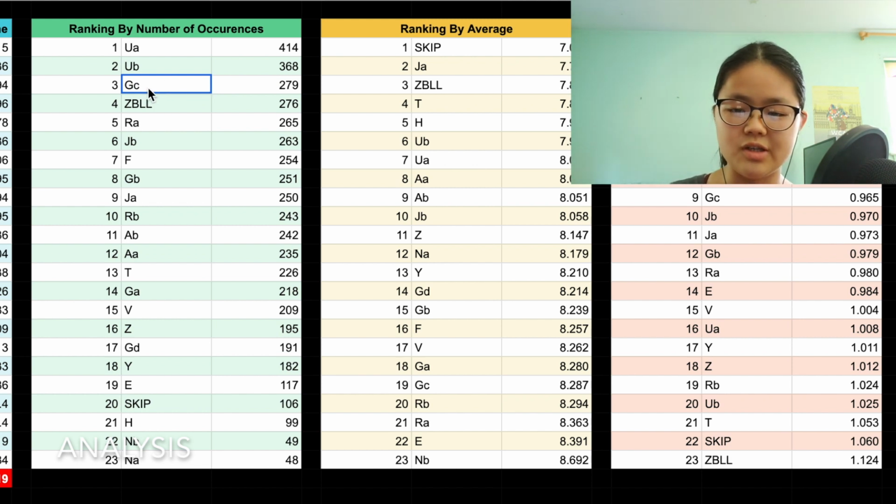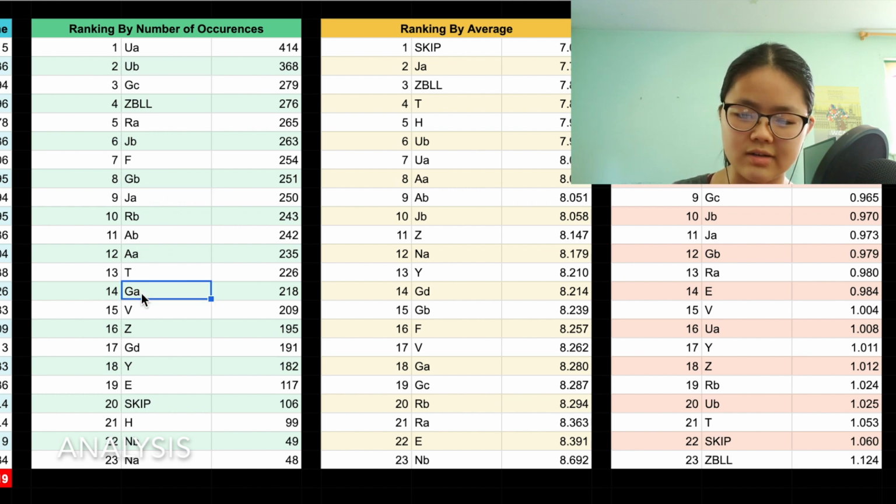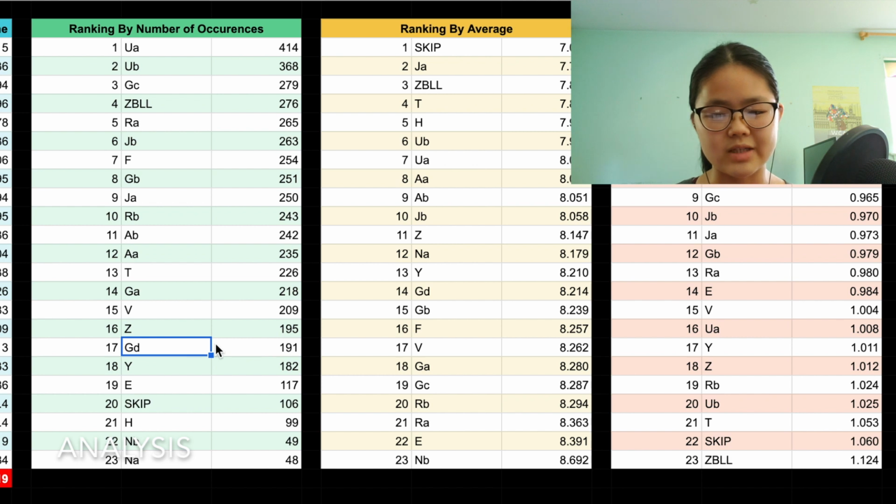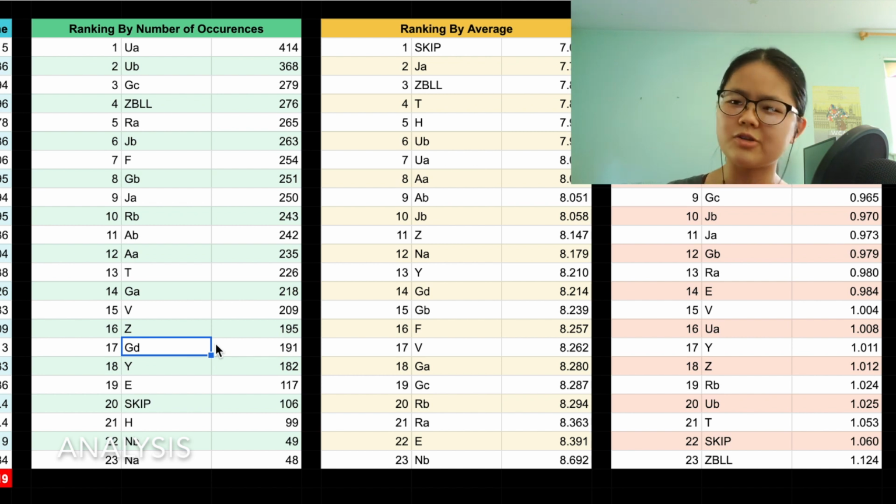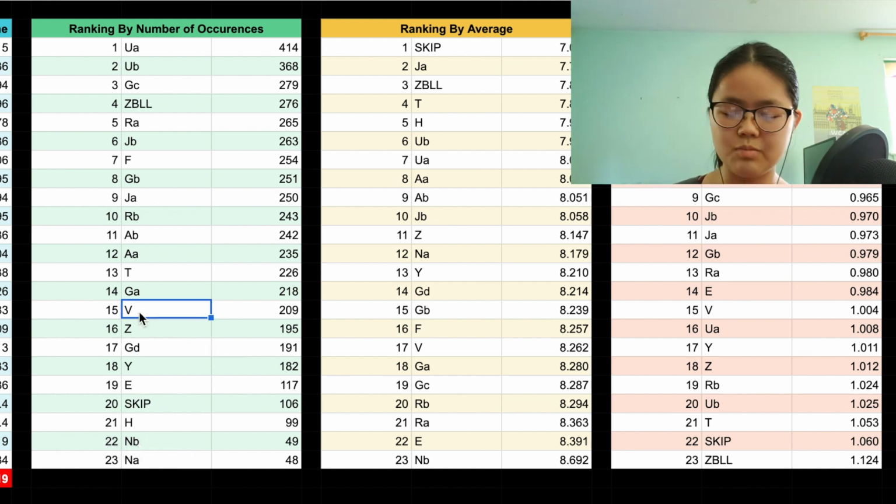For example, GC is up here in position three, GB is down here, GA is down here, and GD is down here. I really don't have any explanation as to why GD came up 80 times less than GC and why they're so spread out. That's also pretty interesting to me, but everything else is kind of scattered and, I suppose, as I expected. So that's in terms of how often I get each PLL.